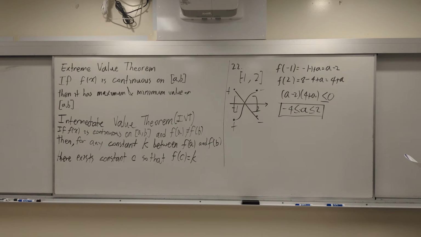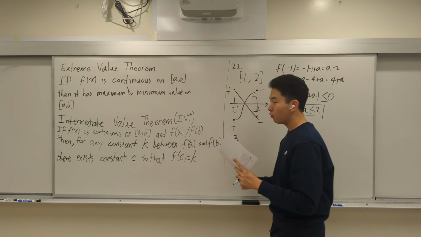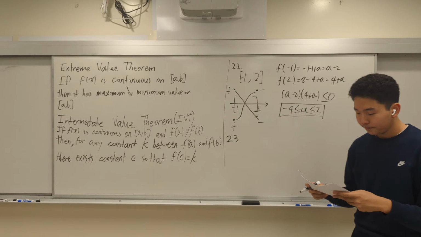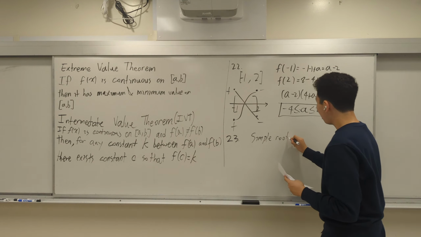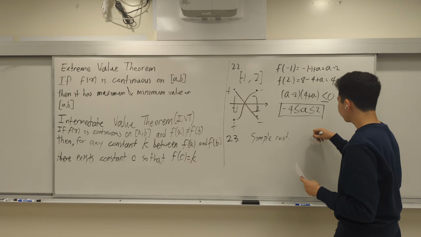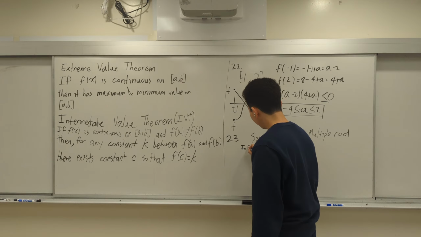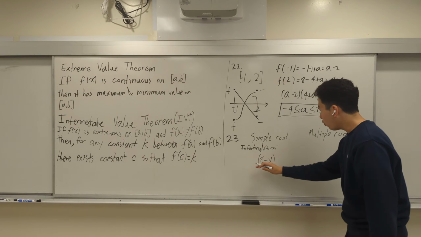Okay, so number 23. I'm not going to solve this for you, but there's a word that you might not have recognized here before: simple root. So I'm going to explain to you simple roots versus multiple roots. A simple root is, in factored form, when you're factoring a polynomial to solve it, only one of them is multiplied.